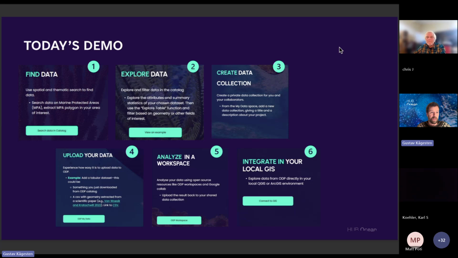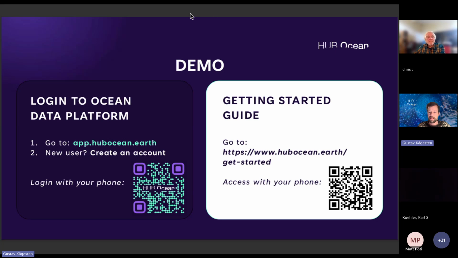Okay, so I will show you just quickly how to find data, explore data, create your own collections, upload data, and where you can do analysis and visualize things in GIS. There is a little getting started guide that you can go back to when you digest this. So the QR code there on the right will get you to a little getting started piece on our webpage. And then there on the left is the QR code and link. Perhaps Matthew, if you can put it in the chat as well, to the platform where you can create your sign up. But I will now show you that.